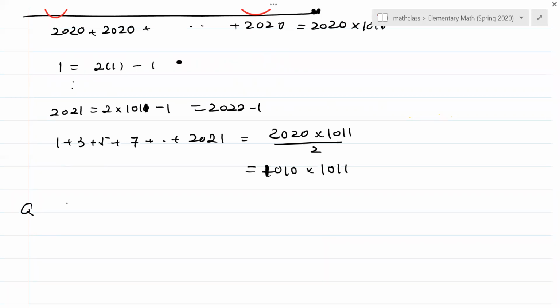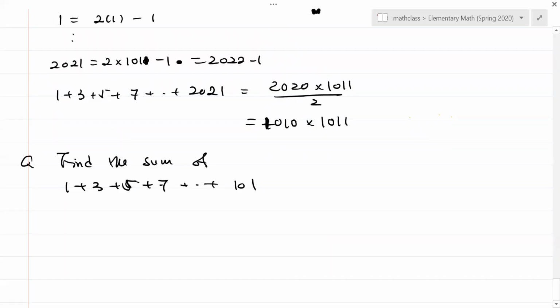Yeah, I'm going to ask you to do the following problem. Find the sum of 1 plus 3 plus 5 plus 7 and so on up to 101. Yeah, please work out this. First of all, you have to count how many terms, right? Let's look at how many terms there.